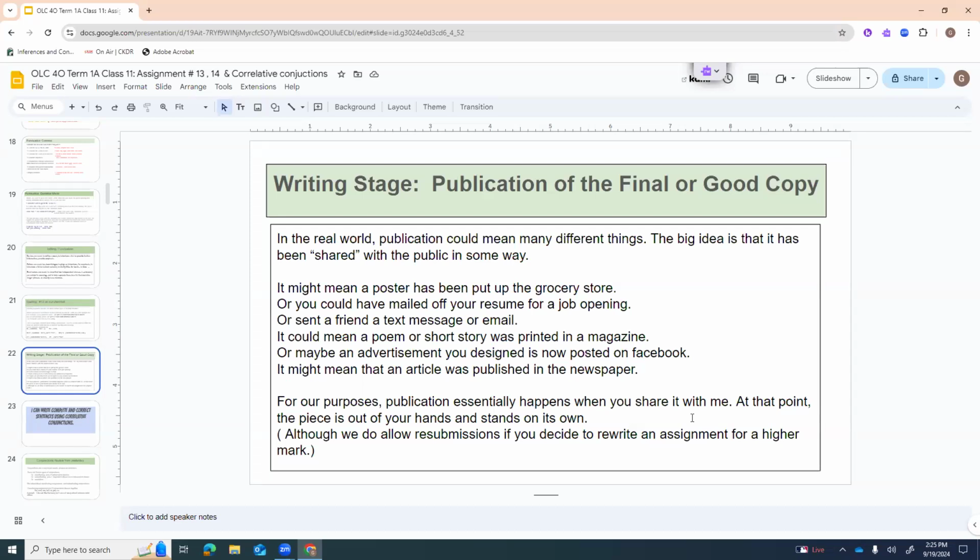At that point, the piece is kind of out of your hands and you're not really making a lot of changes to it. Having said that, if you were very unhappy with an assignment mark and you wanted to revise it and resend it in, that's fine. I do take that.